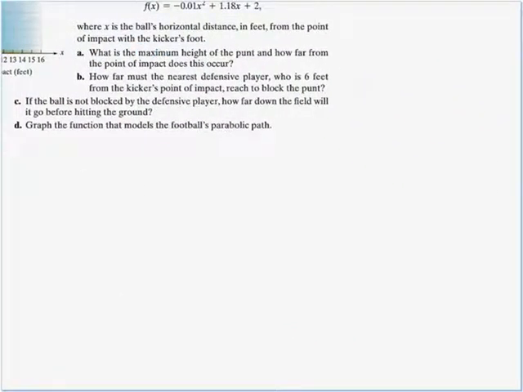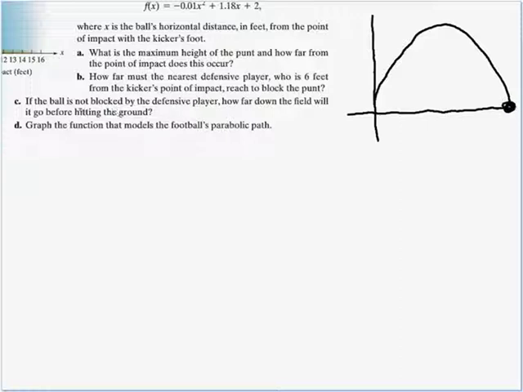Question C. If the ball is not blocked by the defensive player, how far downfield will it go before it hits the ground? What are they asking us to find? We've found this before. They're just asking about it in a different way. The kicker's going to kick it, we're going to go up, hit our max, and then we're going to come down. How far down the field will the ball go before it hits the ground? So what is this? Well, that's just an x-intercept. They want us to find the x-intercepts of the function. And how do we do that?